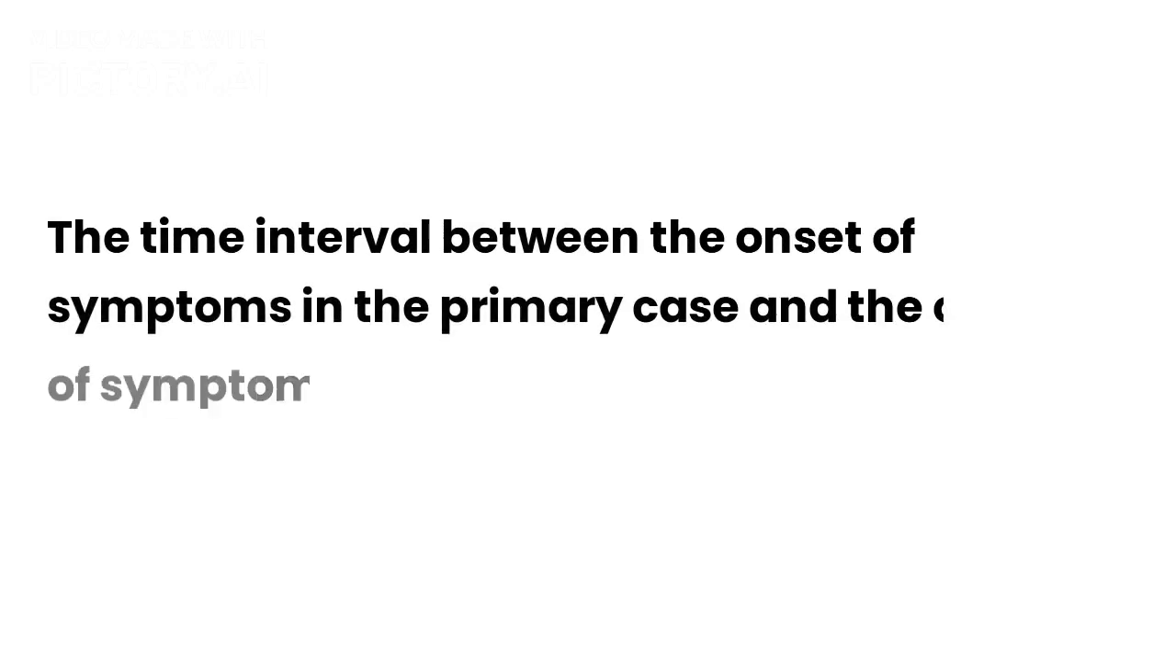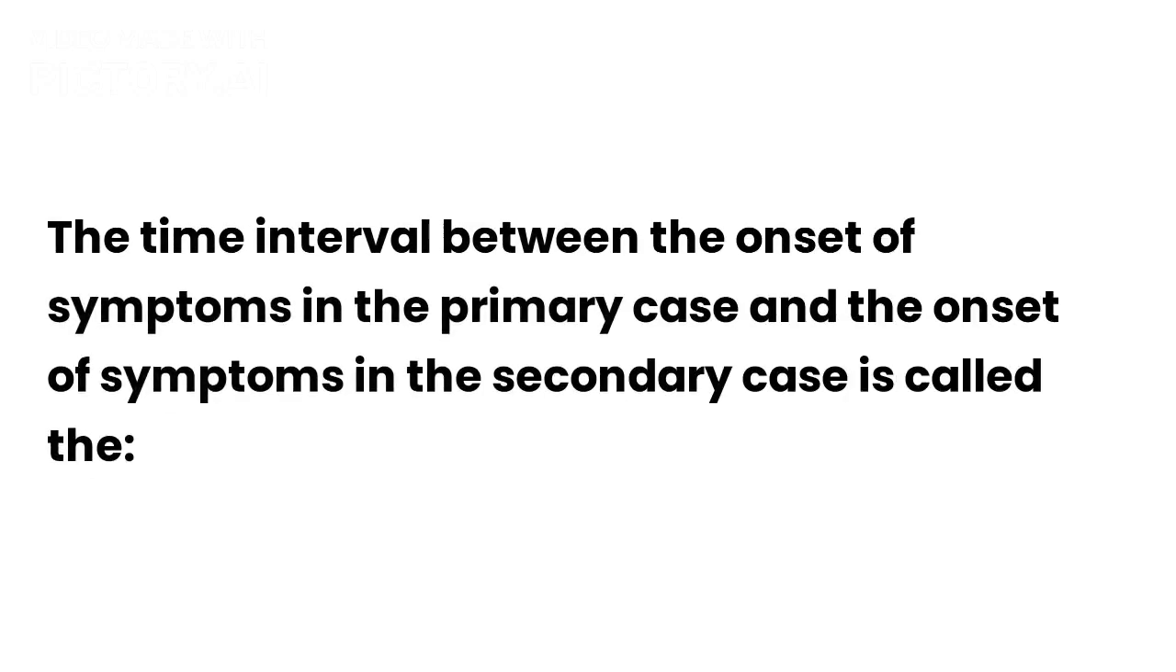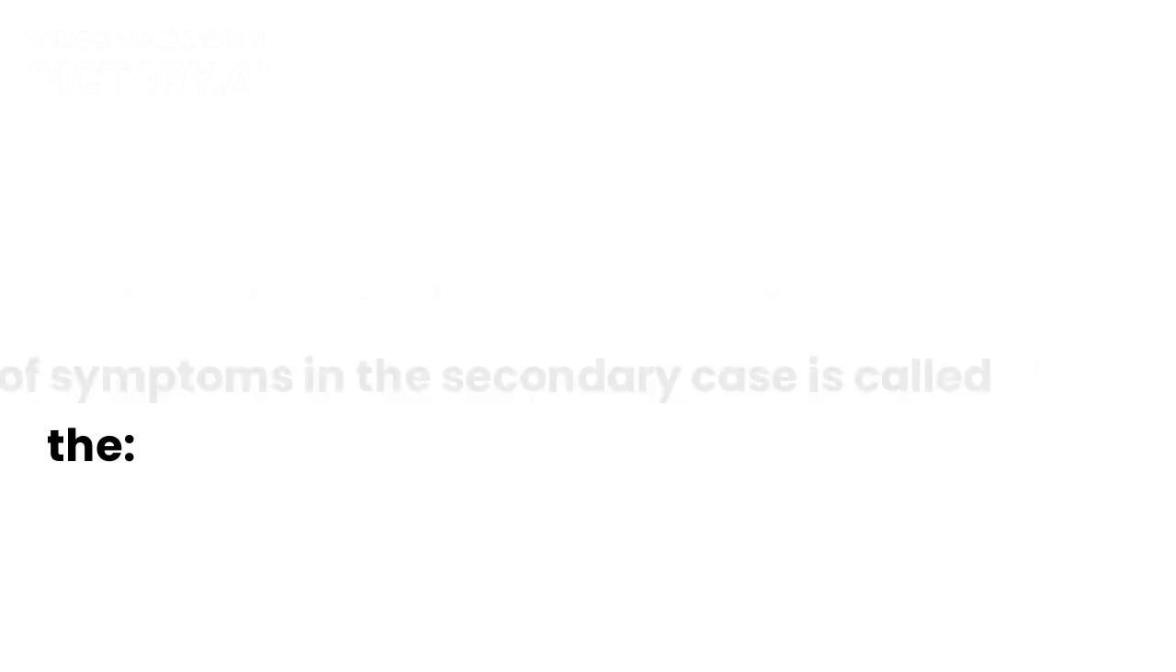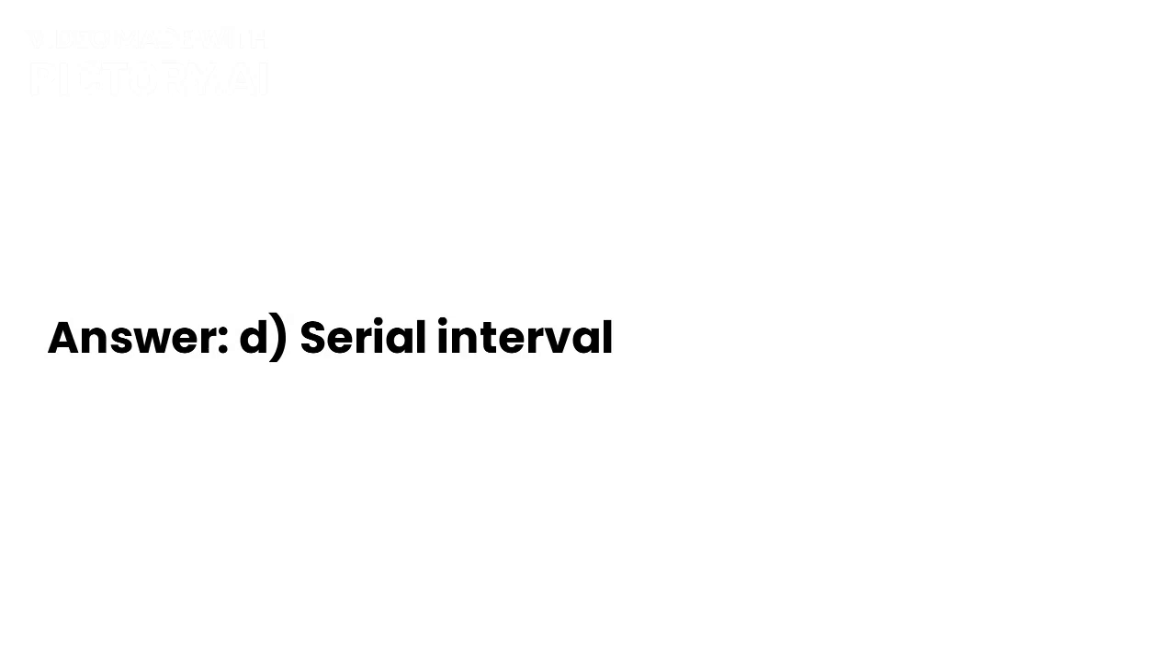13. The time interval between the onset of symptoms in the primary case and the onset of symptoms in the secondary case is called the A. incubation period. B. generation time. C. latent period. D. serial interval. Answer: D. serial interval.